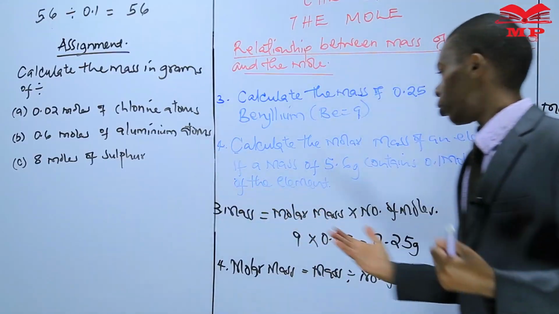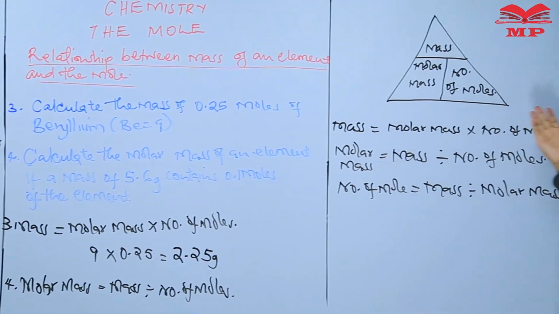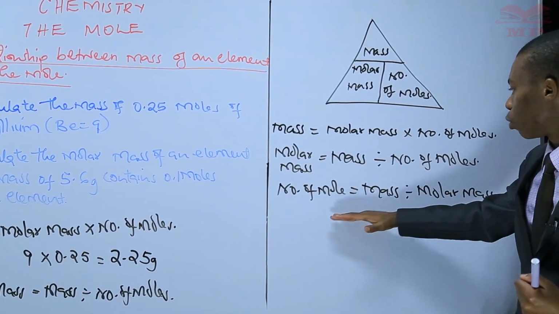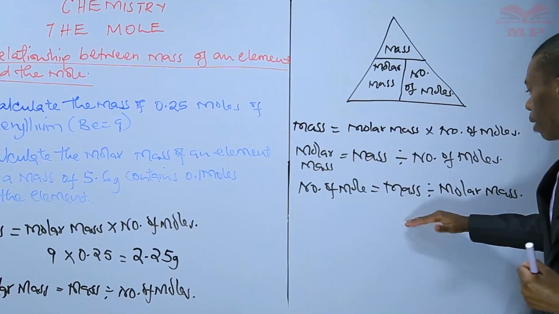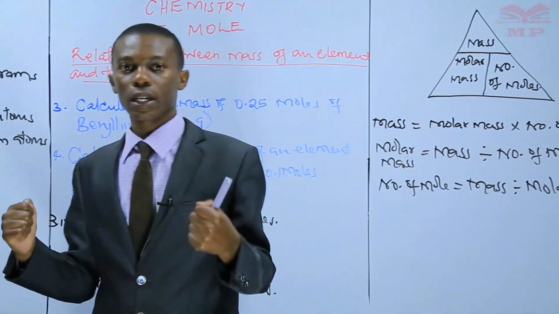Therefore, remember again, we are using the relationship that the mass is given by molar mass multiplied by the number of moles. The molar mass is given by mass divided by the number of moles. The number of moles is given by mass divided by the molar mass. Therefore, ensure that you don't forget that.